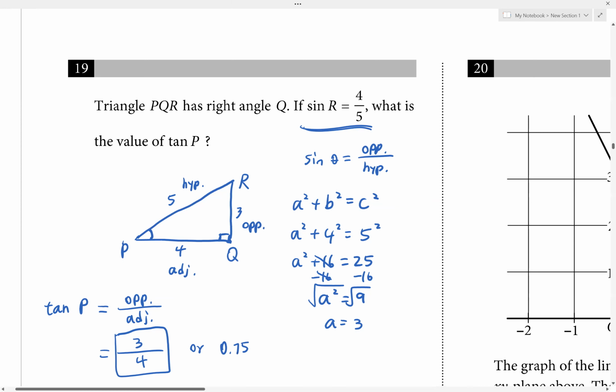For this question, we first had to draw the triangle, label it correctly based on the information they give us, and then use that triangle to answer the question. We have to be careful if we're using a different angle; we have to make the adjustment as well. So our final answer for number 19 is 3/4.